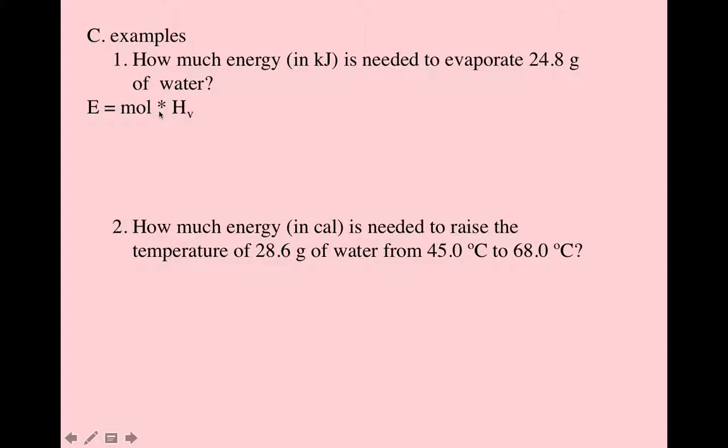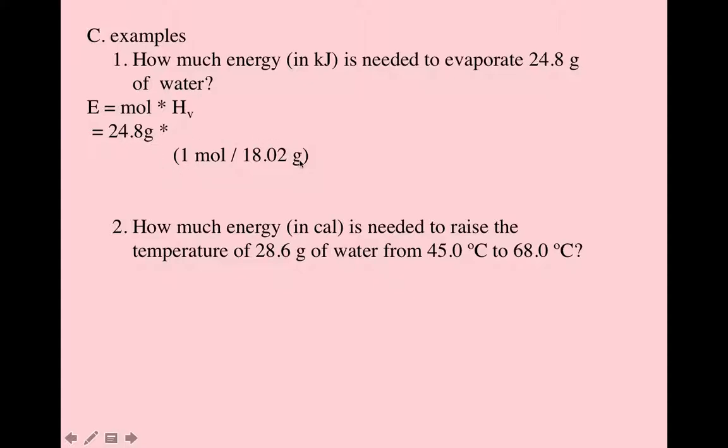Now, we don't have the variable for moles or the variable for the heat of vaporization, but we can get both. The first thing we're going to do is we're going to take our 24.8 grams and we're going to convert that to moles by dividing by 18.02 grams for every 1 mole.